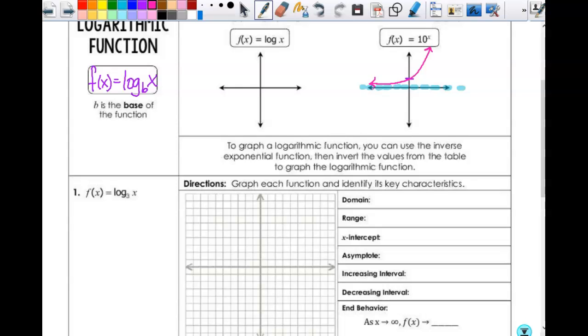So if a log is the inverse, then that means graphically it gets reflected in the line y equals x. So if we take that asymptote that's at y equals 0 and it gets reflected in the line y equals x, where does it end up? What would my asymptote be on a log? This line right here gets reflected in the line y equals x. Where does this line end up? X equals 0, exactly.